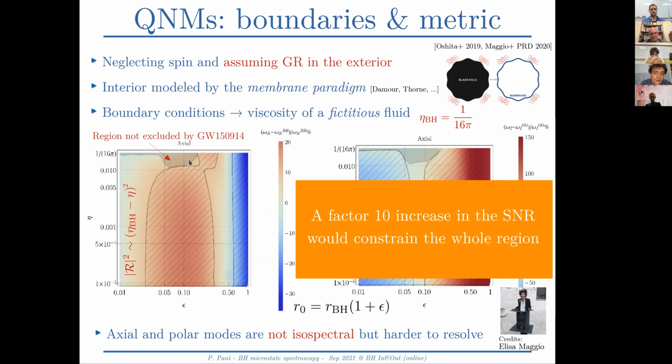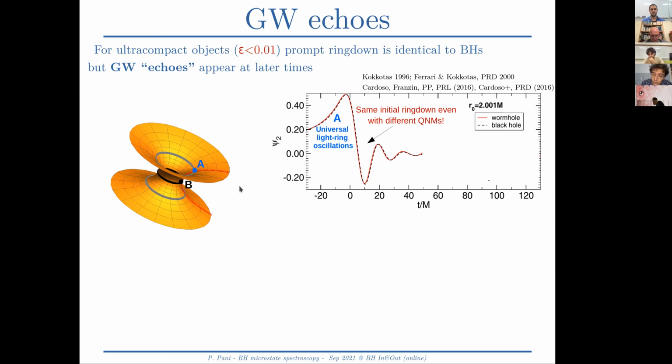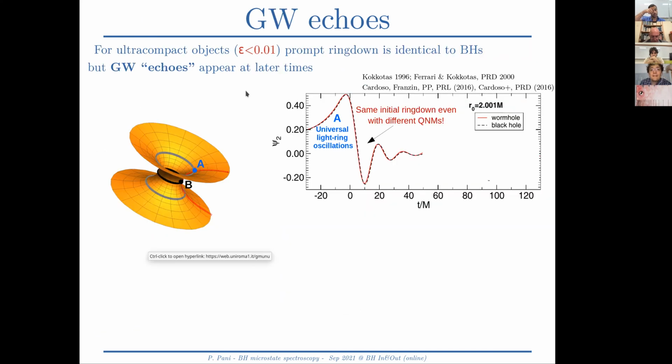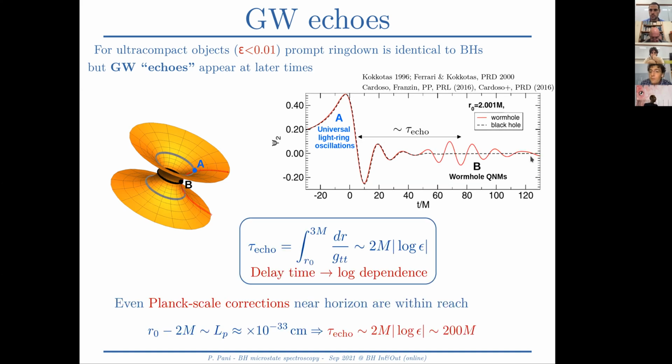So in the 3G era, or in the LISA era, it would be possible to essentially rule out completely this region just by a single observation. You might ask why cutting this plot at epsilon 10 to -2, and the reason is that if epsilon is smaller, radiation takes longer time to probe the boundary, and this is the reason why the prompt ringdown will be the same as that of a black hole. So this initial ringdown that one observes in a classical black hole merger is actually not directly related with the horizon, but is just a property of the light ring. What is important to have a classical horizon is that the signal dies off completely afterwards.